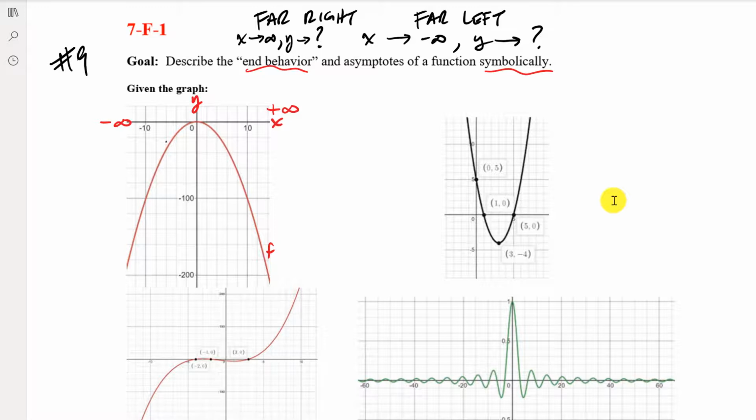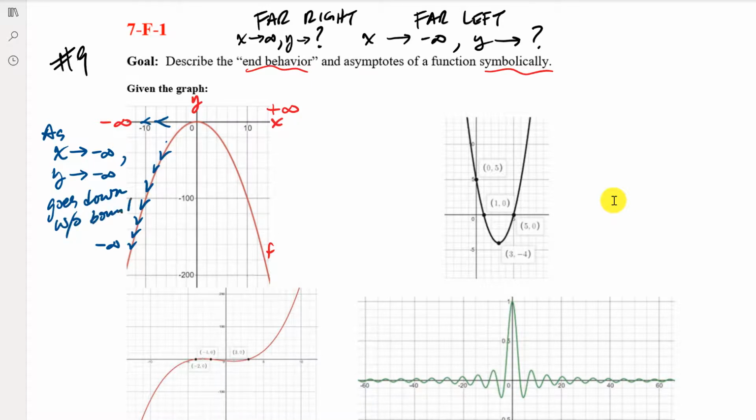Notice that as you cruise to the left, as x goes to negative infinity, the function goes down and down, and the y values decrease without bound. So as x goes to negative infinity, y approaches negative infinity, because this goes down without bound. That's a fancy way of saying it never stops, guys. It goes down to negative infinity. That's what parabolas do. As x gets more and more negative, y gets more and more negative.